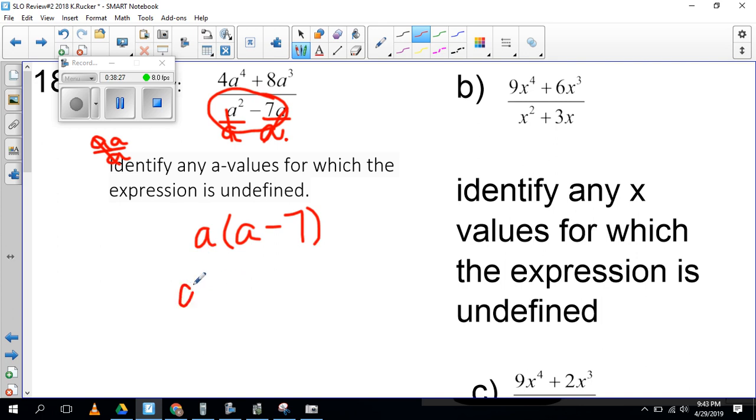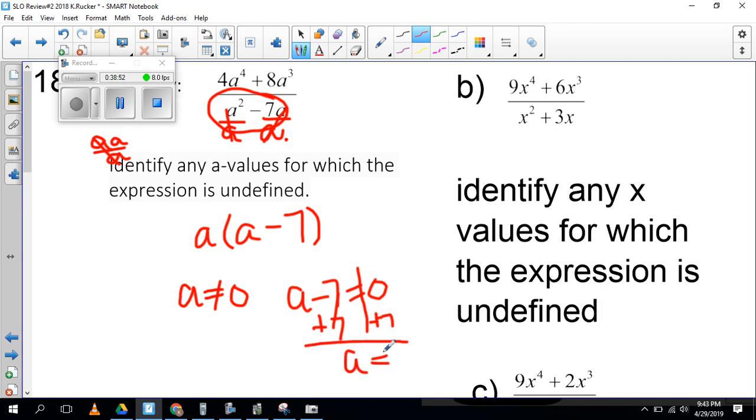So A cannot be 0. So 0 makes it undefined. And then also if we set A minus 7 equal to 0, all we're doing is solving for A. So we add 7 to both sides. So A cannot be positive 7. So those are your two values that make it undefined.